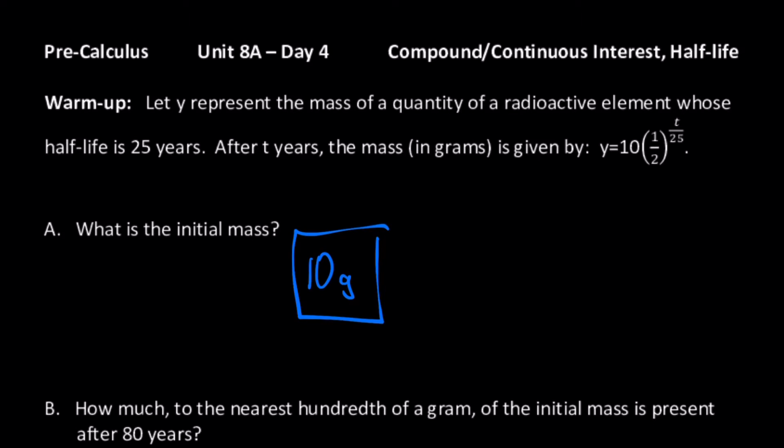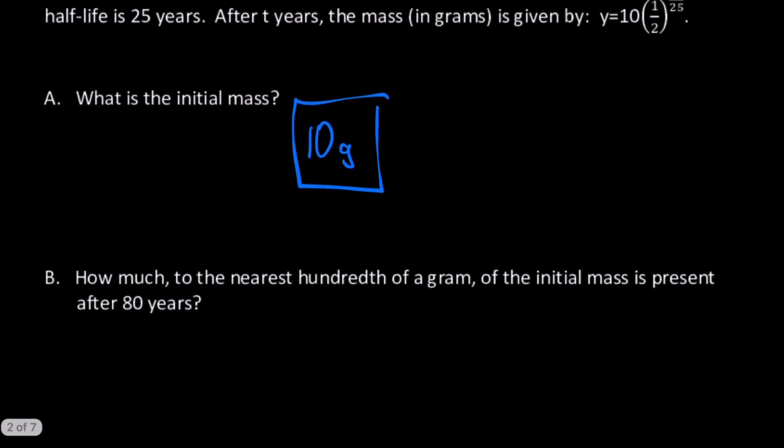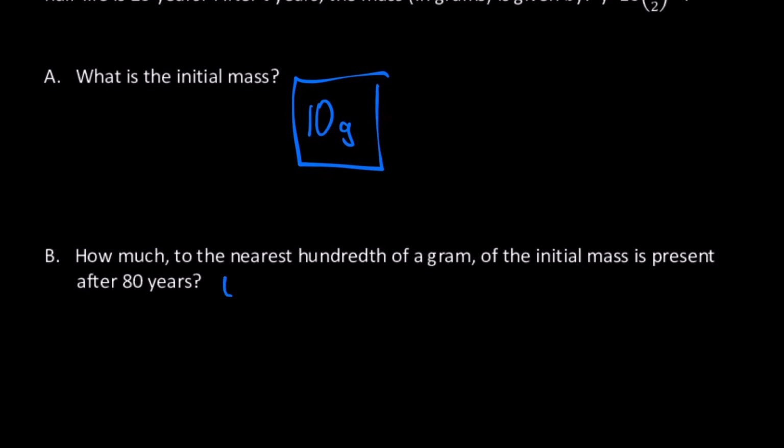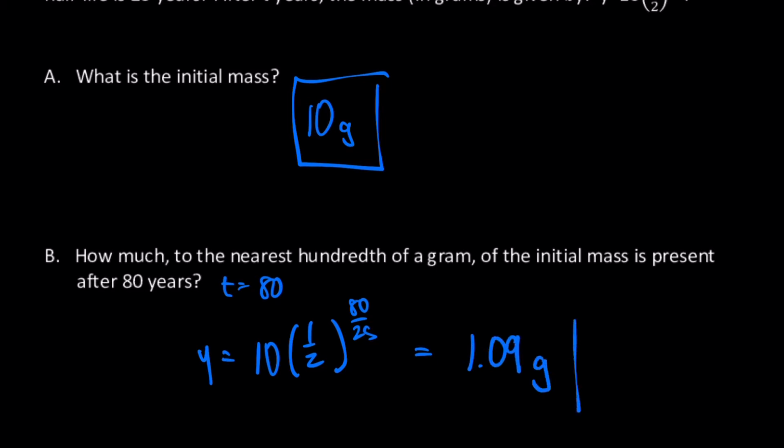How much to the nearest hundredth of a gram of the initial mass is present after 80 years? So 80 years, we would say T equals 80, and we just plug that right into the calculator. That would give us Y equals 10 times 1/2 to the 80 over 25. All right, nearest hundredth of a gram, I got 1.09 grams.